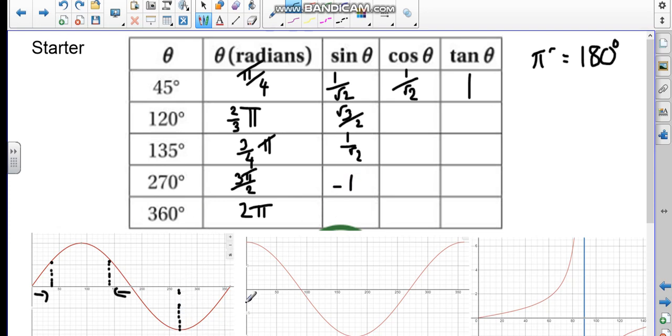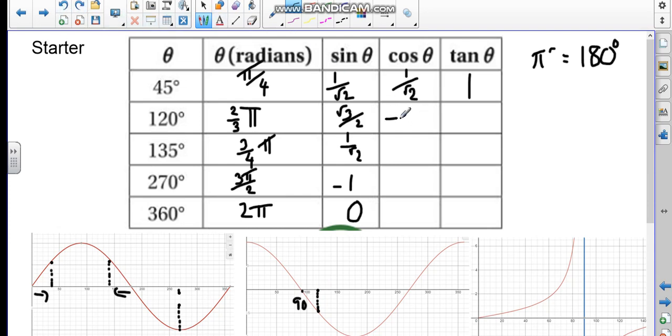And 360, or 2 pi, is at the end, so it's 0. Okay. So let's have a look at the cos graph now. So cos 120, well, this goes up to 90 here. Okay, and cos 120 is going to be around here. Okay, so it's going to be a negative number to start with.